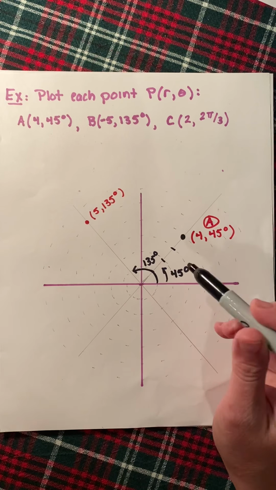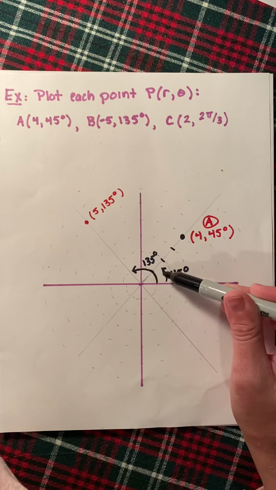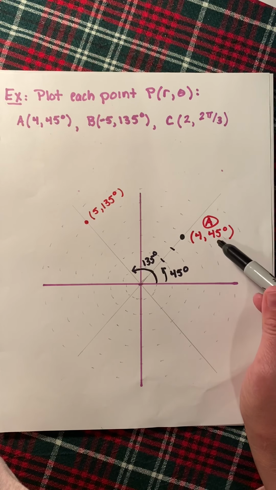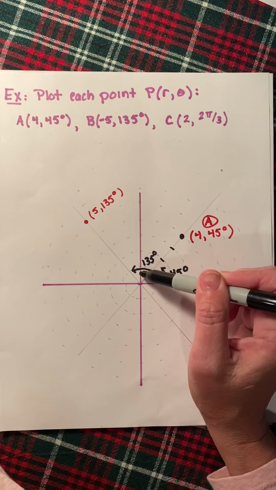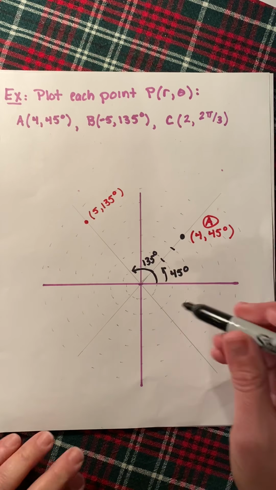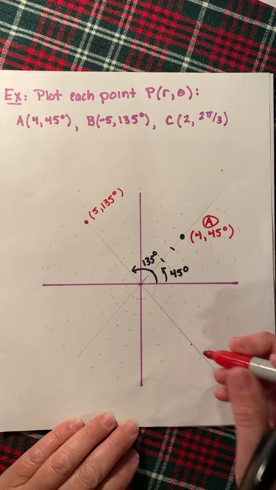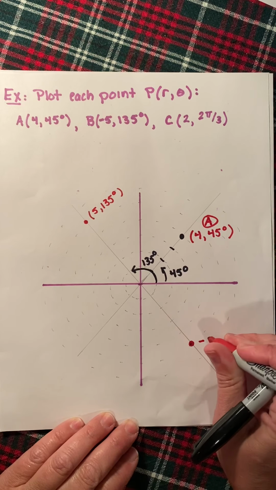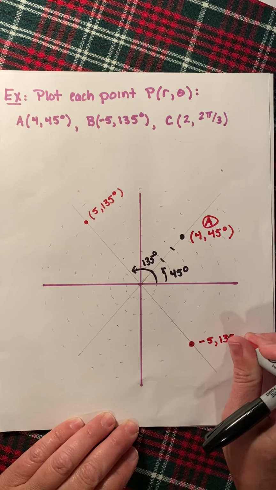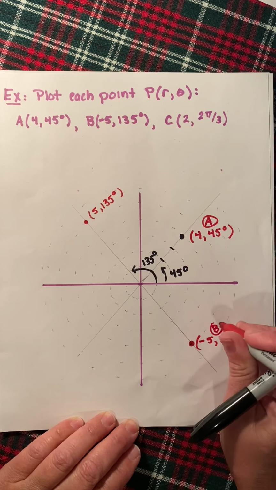So that being said, if r is positive, your point will fall on the terminal side of this angle. If r is not positive, you draw this angle and you go onto the opposite side of the terminal side. So I'm going to go 5 units down this way, right there, and this is the point -5, 135 degrees. So that would be point B.